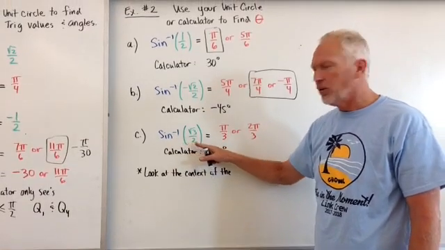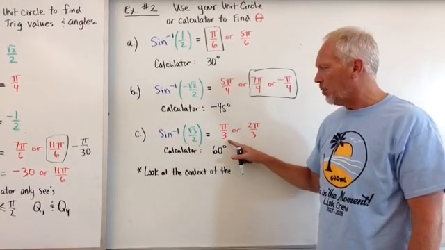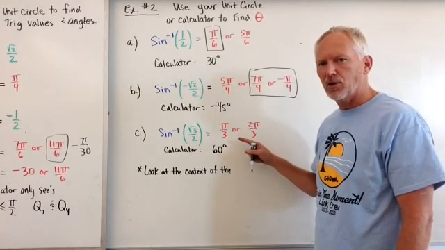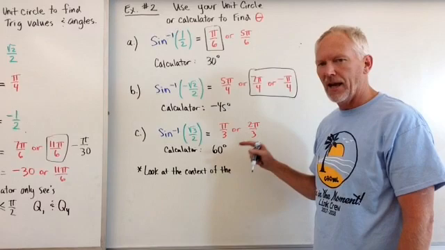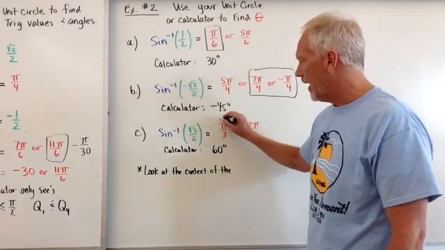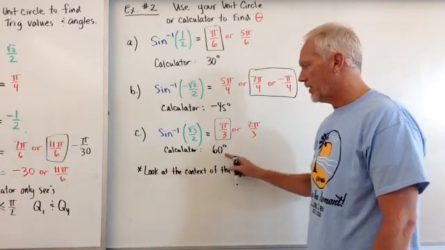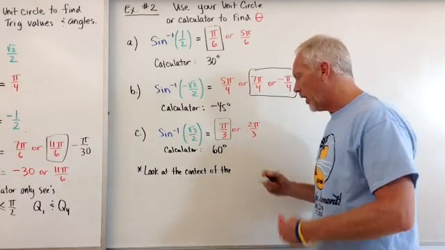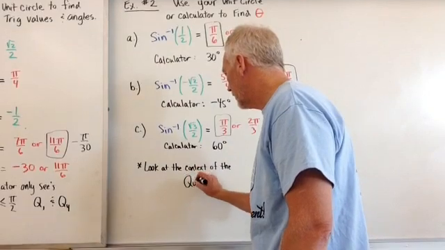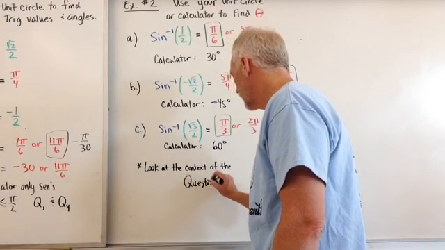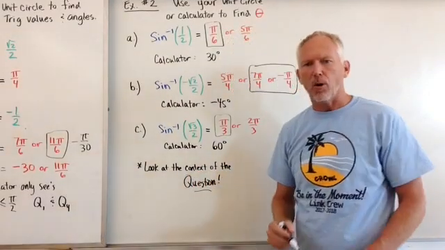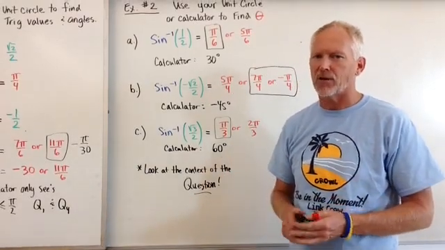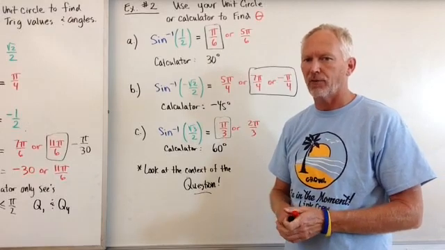Sine inverse of root 3 over 2. Well, this is either pi over 3 or 2 pi over 3. Which one of these is in between pi over 2 and negative pi over 2? Well, that's pi over 3. That's 60 degrees. Look at your calculator. So, look at the context of the question. Figure out what they're asking, if they're just looking for a sine value or are they looking for the inverse sine value, and how we can look into that further. All right?